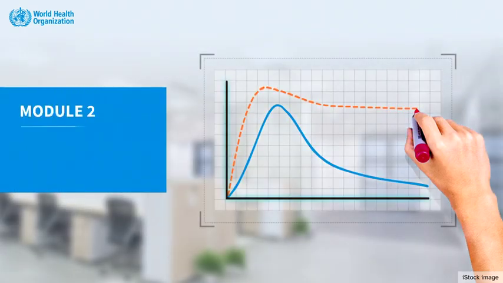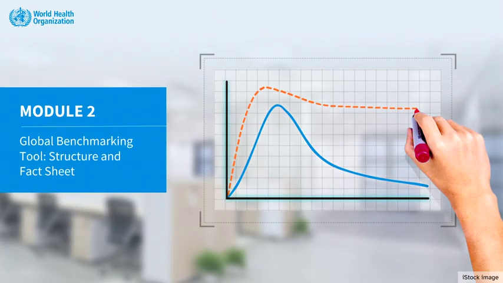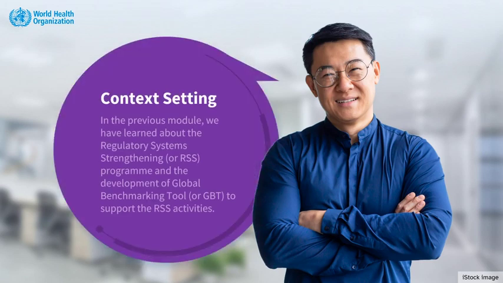Welcome to Module 2, Global Benchmarking Tool, Structure and Fact Sheet. The estimated duration for this module is 15 minutes. In the previous module, we learned about the Regulatory System Strengthening Program and the development of Global Benchmarking Tool to support RSS activities.